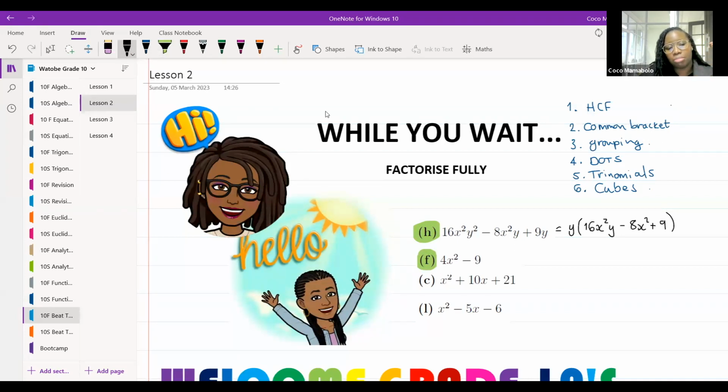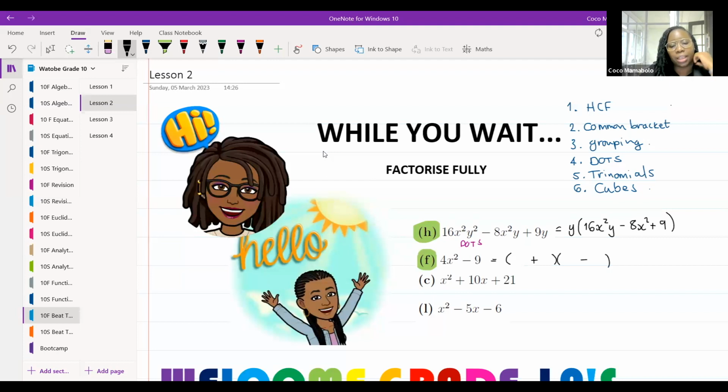Have a look at it. No HCF. I don't see an HCF. So what would our next thing be? Good. Everybody's with me. The next type of factorization would be dots. Excellent. So factorize for me, guys. I know that if I see dots, I have to open 2 brackets. I put a plus in the one and a minus in the other. Finish up for me, guys.